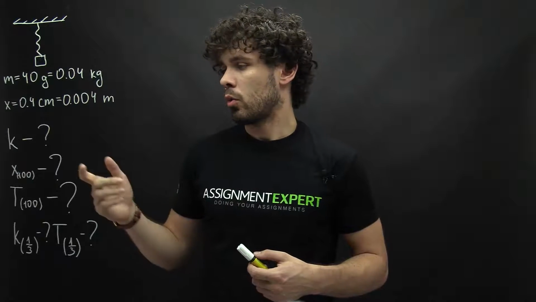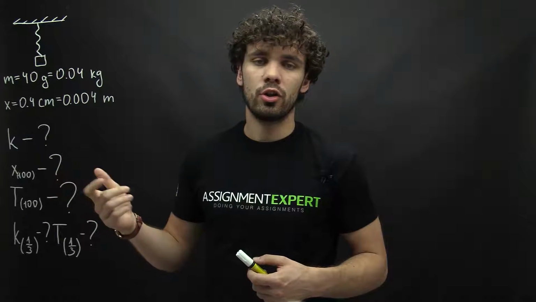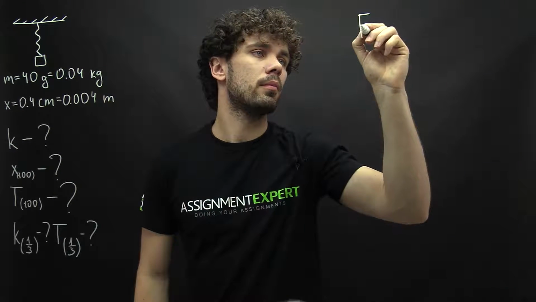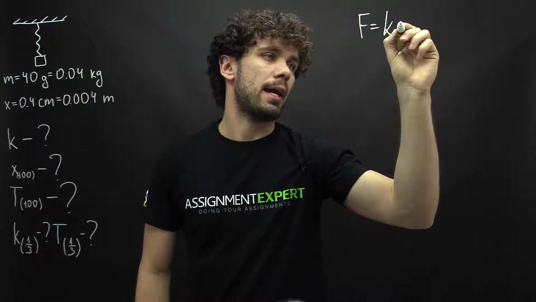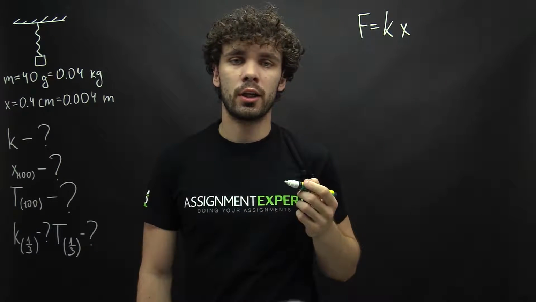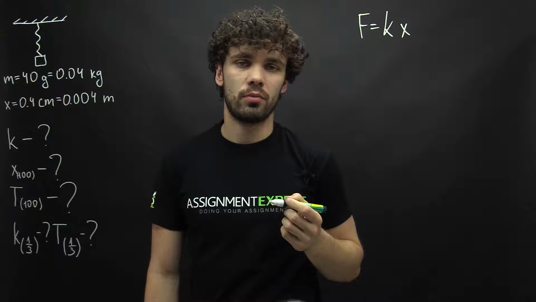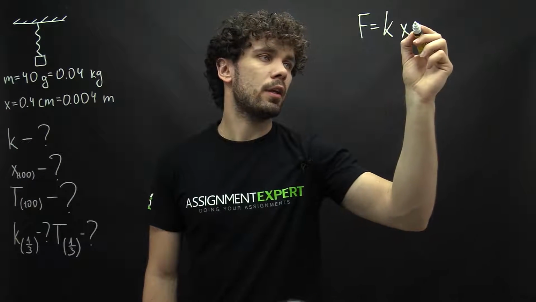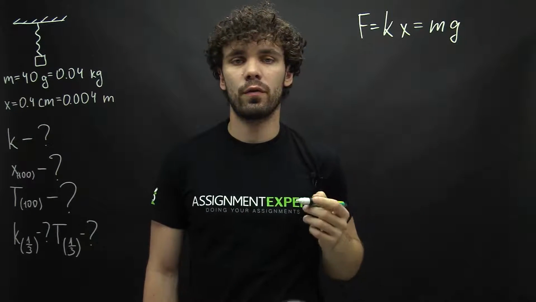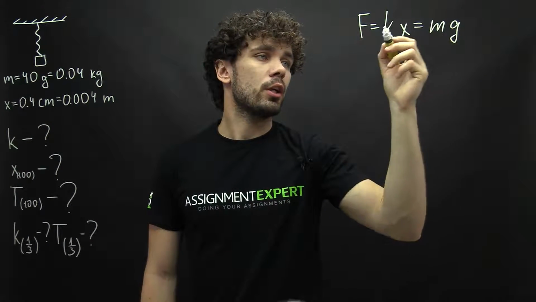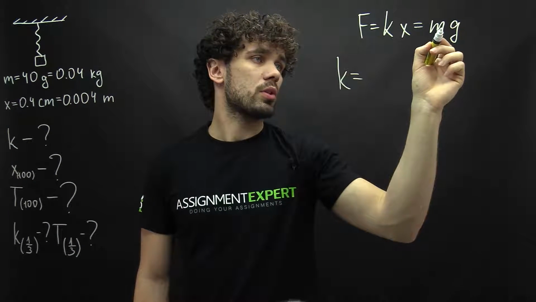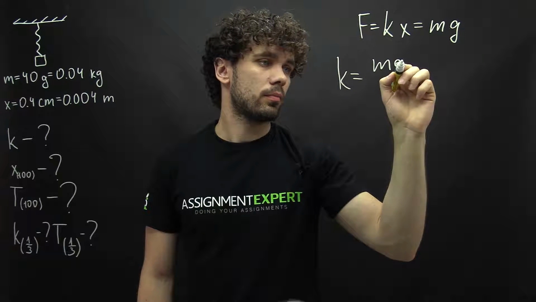To find the spring constant and the extension, we need to recall Hooke's law. It goes like this: F equals Kx, where F is the force applied to the spring, K is the spring constant, and x is the extension. On the other hand, F equals mg, where m is the mass and g is the free fall acceleration. From here we can derive the spring constant: K equals mg over x.